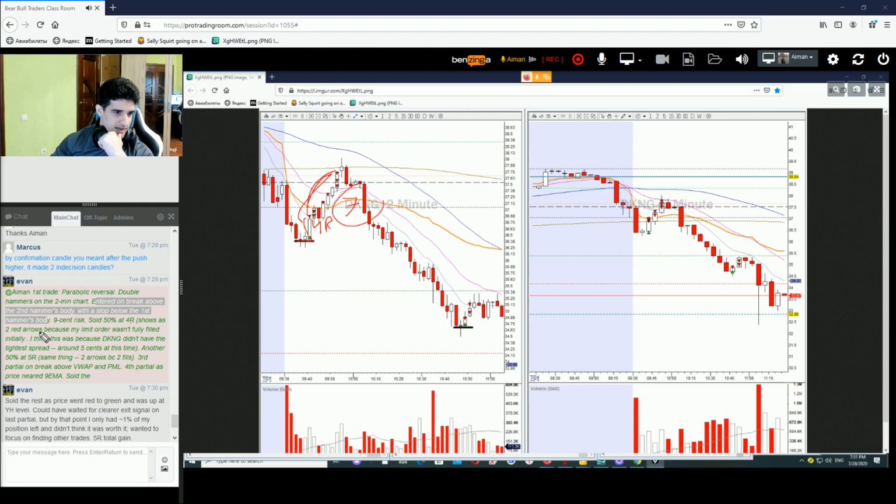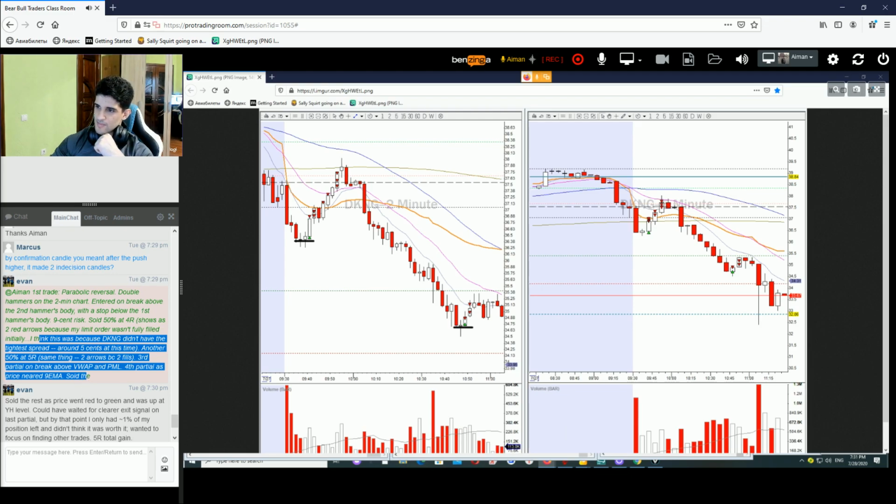Shows 2 red arrows because my limit order wasn't fully filled initially. So it means that those 2 arrows right here were partial fills. One partial, but it took him 2 orders to get filled. I think this was because the stock didn't have the tightest spread, around 5 cents at this time. Another 50% at 5 R. 3rd partial, break above VWAP.